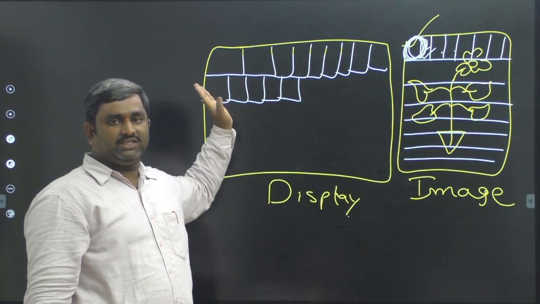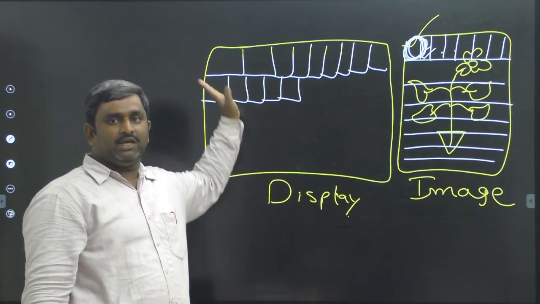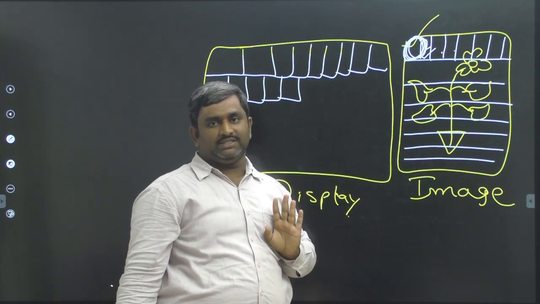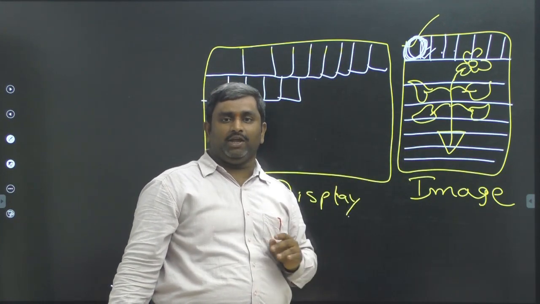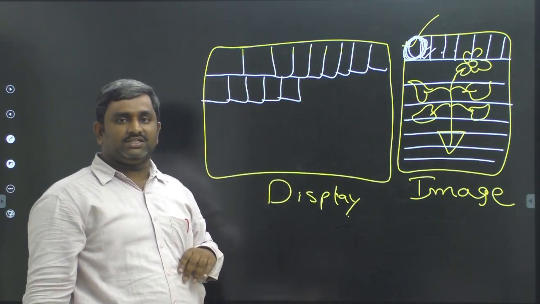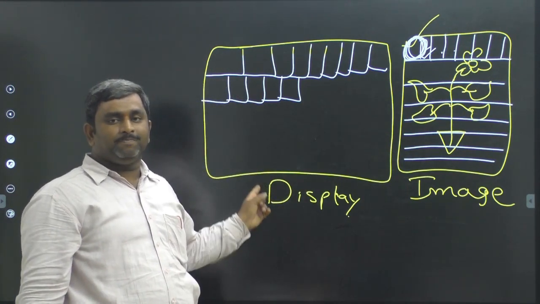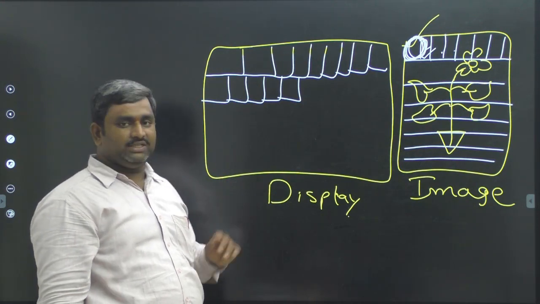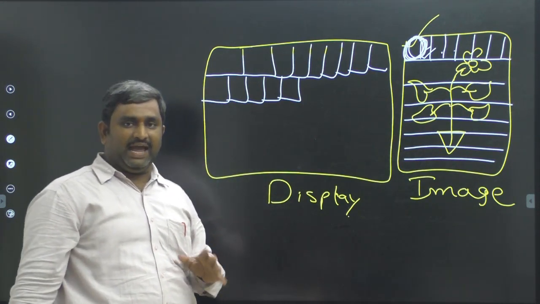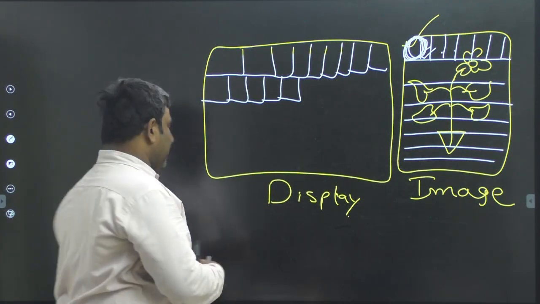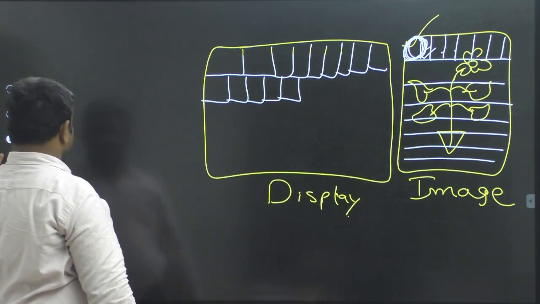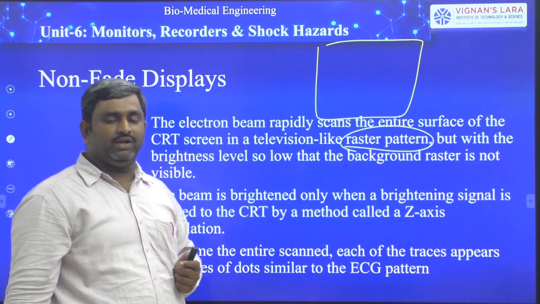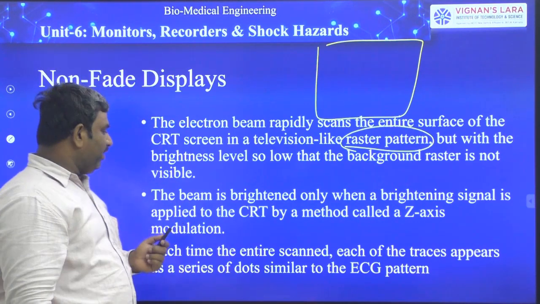First, it will take the total image into different horizontal segments. In the first line, first column it will display, like the raster scanning process. This is a process called raster scanning. In displays, the raster scanning process is used mostly. Right. These are the non-faded displays behavior. That is the basic operation of non-faded display.